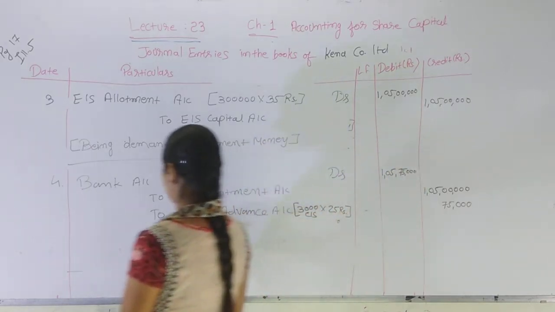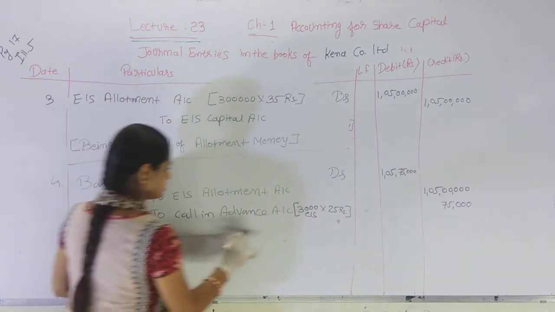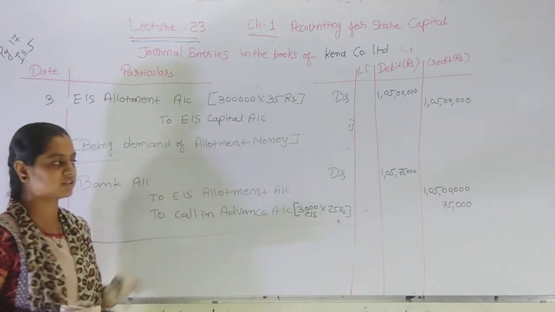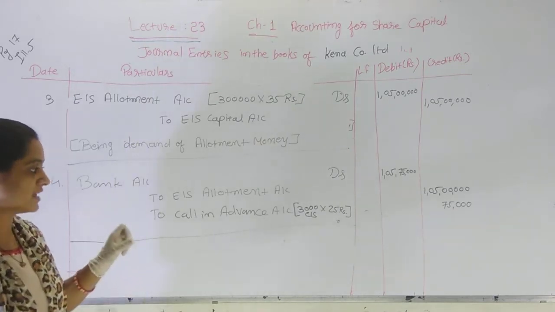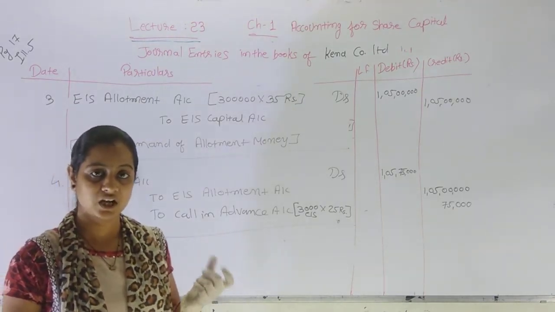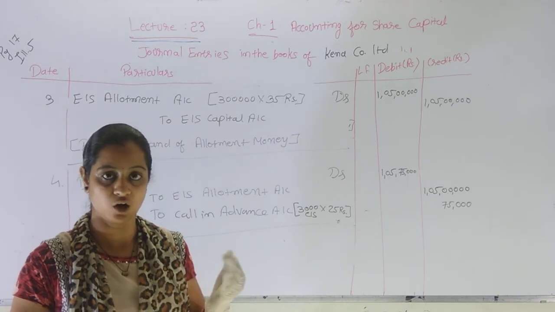Got it? When call in arrears will come, we have to debit, and call in advance we have to credit. Hope you have cleared that Pranav has paid advance money of first and final call in allotment.